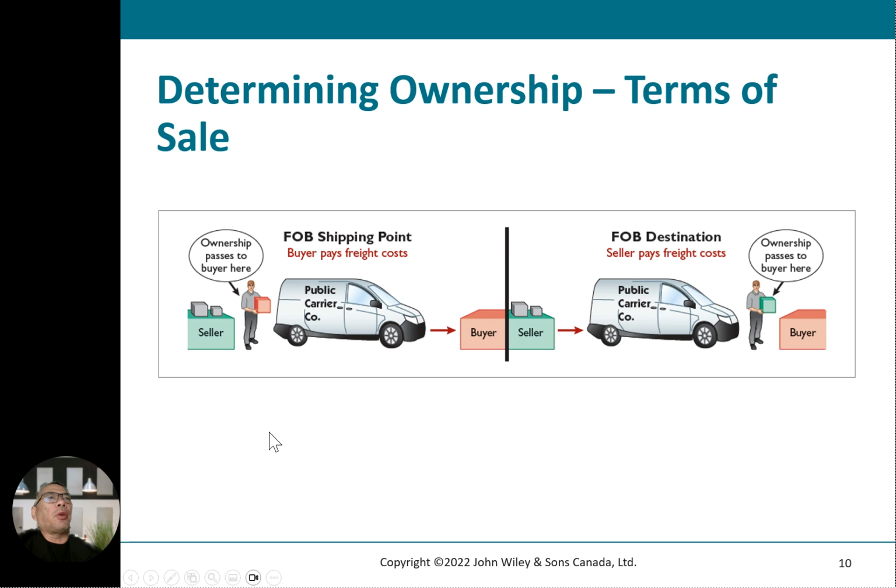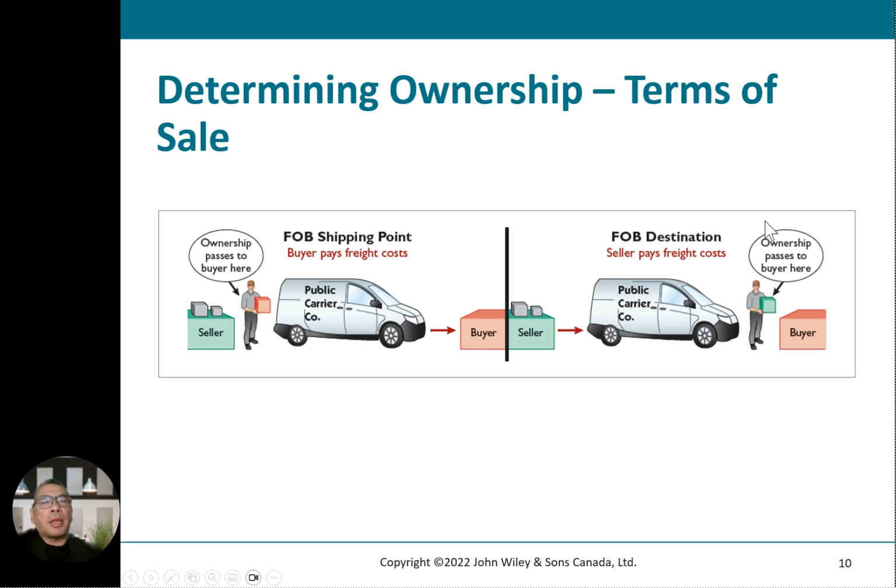FOB shipping point. For example, let's say you order a screw from China. If the shipping point is the dock in Shanghai, then the ownership passes to the buyer here. But if it is FOB destination, it means that the seller pays the freight cost, and ownership passes when it is at the buyer's place. Okay, that's the key part.